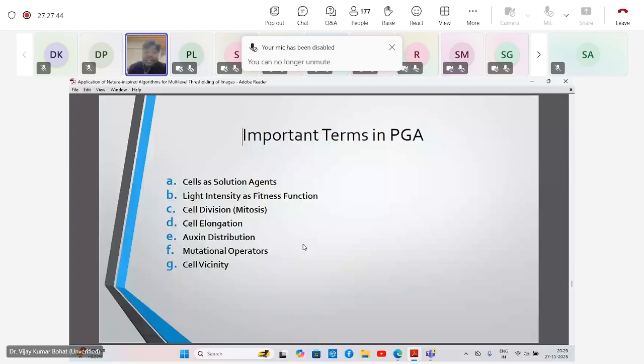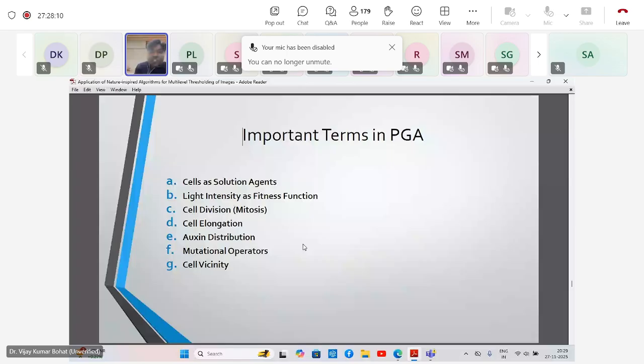Sometimes it's cell elongation because of nature: in the morning light is good, in the afternoon light is good, in the evening light is not good. So based on the light source, the cells are going to elongate towards one side. Then there is a term called oxygen distribution. Oxygen distribution is related to auxin, which is basically a plant hormone, and based on the light, it changes.